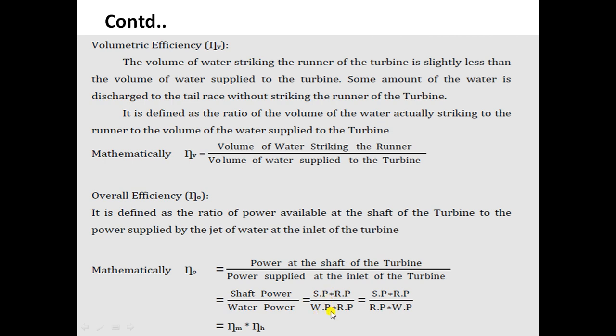Now to this, let us multiply and divide by runner power, which is Rp by Rp. Now if we rearrange the terms, shaft power divided by runner power is mechanical efficiency, and runner power divided by water power is hydraulic efficiency. So shaft power divided by runner power into runner power divided by water power, which is nothing but product of mechanical efficiency into hydraulic efficiency. Therefore the overall efficiency of the turbine is given by the product of mechanical efficiency into hydraulic efficiency.